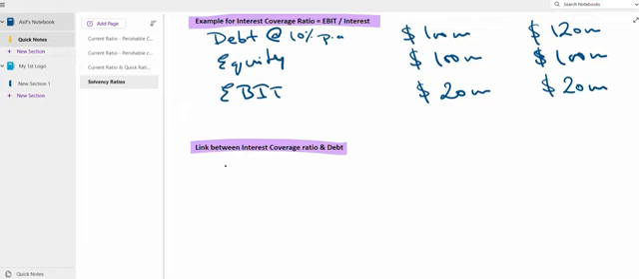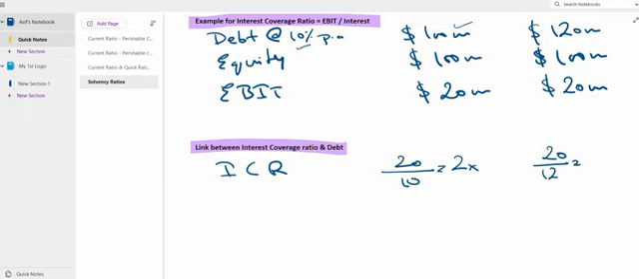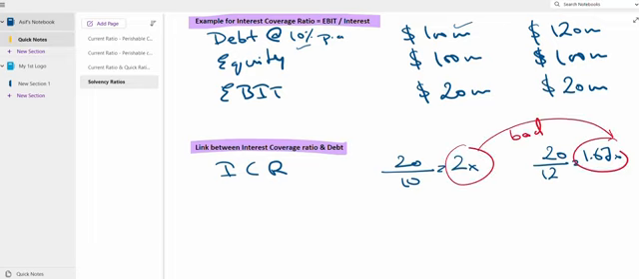Let's calculate our interest coverage ratio. EBIT is 20. What is my interest? Interest is 10, which is 10% of 100. That gives me 2 times. Now EBIT remains constant, but my interest is 12. That gives 1.67 times. So if you see, this is going bad.